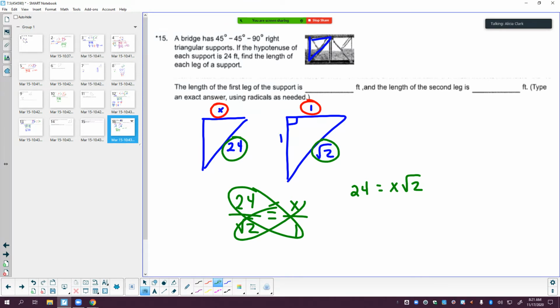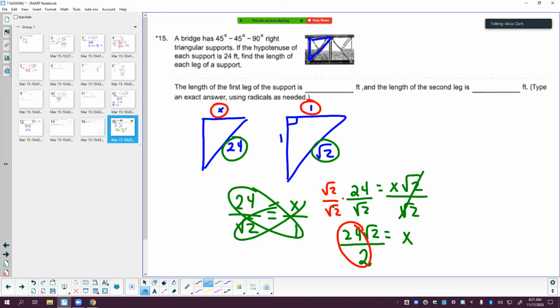This is another one you're going to have to rationalize. So divide by square root of 2. Rationalize the denominator, so I can't have a square root in the bottom. Multiply top and bottom by square root of 2, and go straight across. 24 times square root of 2 is 24 square root of 2. Square root of 2 times square root of 2 is square root of 4. Square root of 4 is 2. Finish this by simplifying. If you type that in like that on Math Excel, it's going to tell you it's right, but it's not simplified. So 24 over 2 is 12. I still have square root of 2, and that's what x equals.